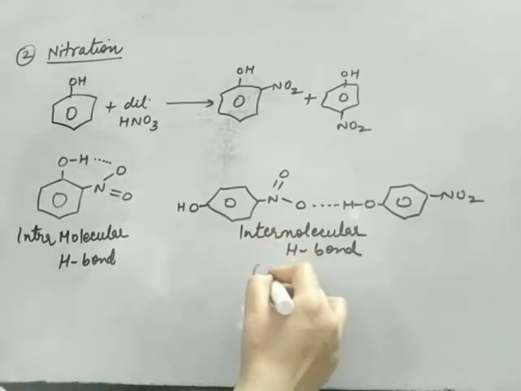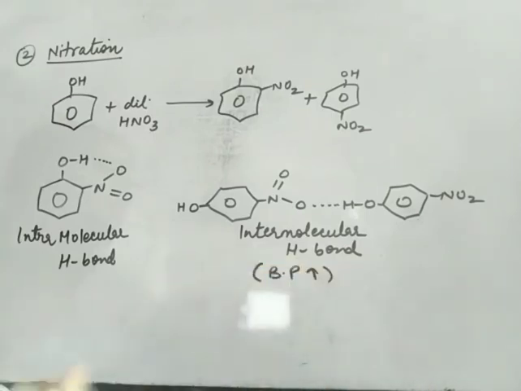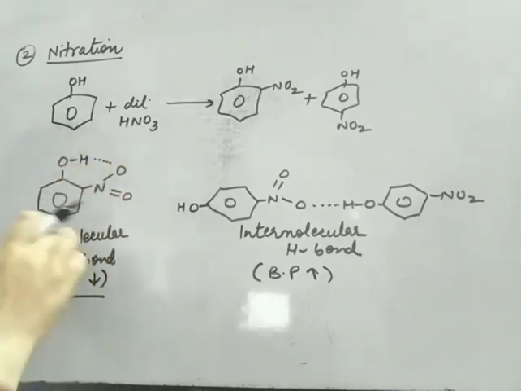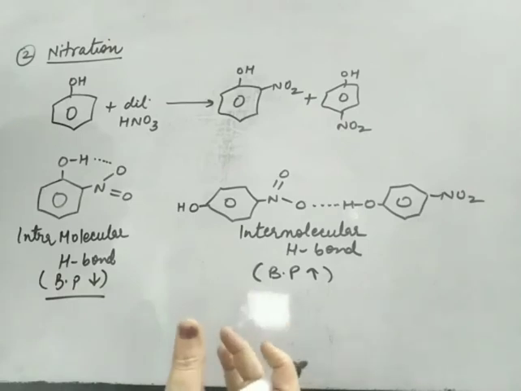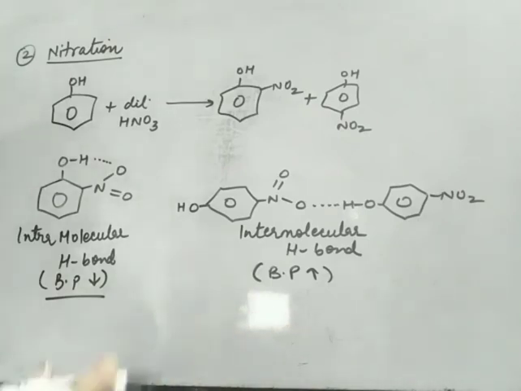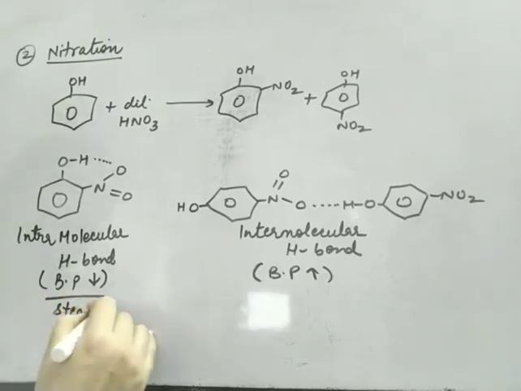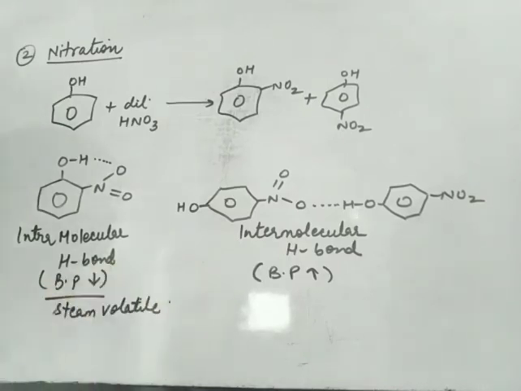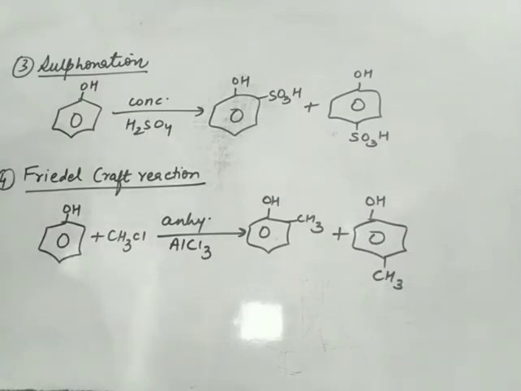Now because of intermolecular H bonding, boiling point increases. And because of this intramolecular hydrogen bonding, boiling point decreases. Because of this hydrogen bond formation, the surface area decreases because the groups are coming close now. Okay, so what will happen? The boiling point of this will be less. So it is steam volatile. So which technique are we using here for the separation of 2 isomers? We are using steam distillation. The orthonitrophenol is steam volatile.